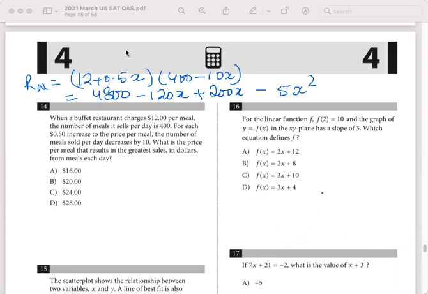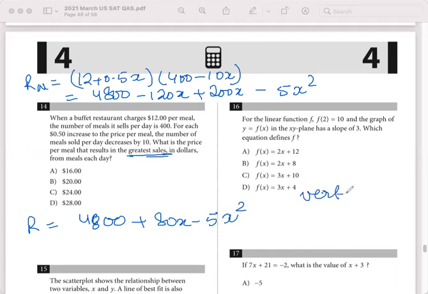Yeah, so my revenue becomes 4800 plus 80x minus 5x squared, right? So this is the quadratic function that I have for the revenue. And since I need to find the price per meal that will result in the greatest sale, I need to basically convert this function into the vertex form, because the vertex form will tell me the greatest possible value of the revenue, right? So let's do that.